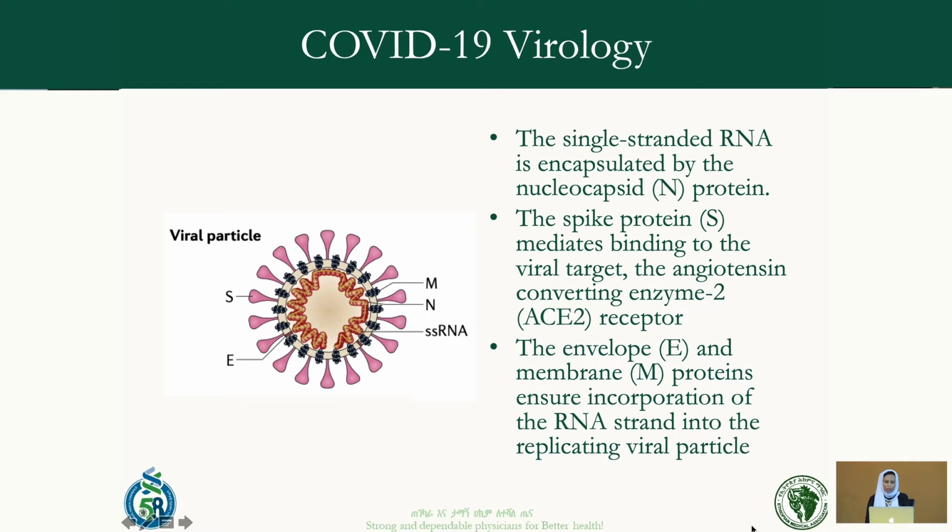So this is the virology. It's a simple virus. It requires a host to replicate. It's single-stranded RNA, and it is encapsulated by N protein. So the focus is on a spike protein, because the spike protein is where treatment as well as vaccines are being developed. So it has two parts. I'll come into the details later. So the other is the envelope and the membrane, the M protein, which is a predominant protein, and it ensures incorporation of the RNA strand into the newly replicating viral particle.